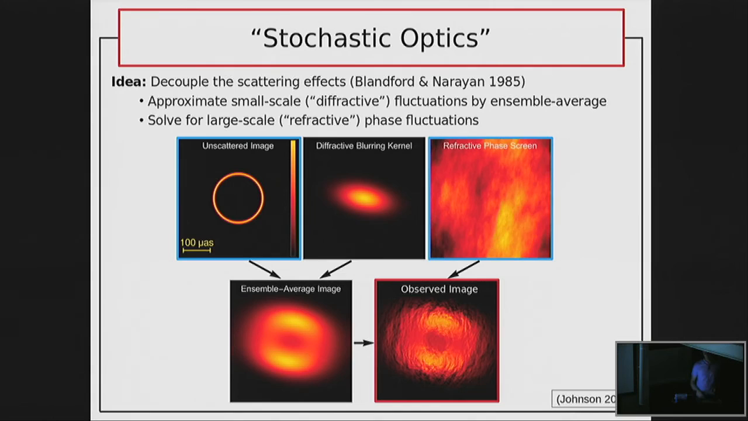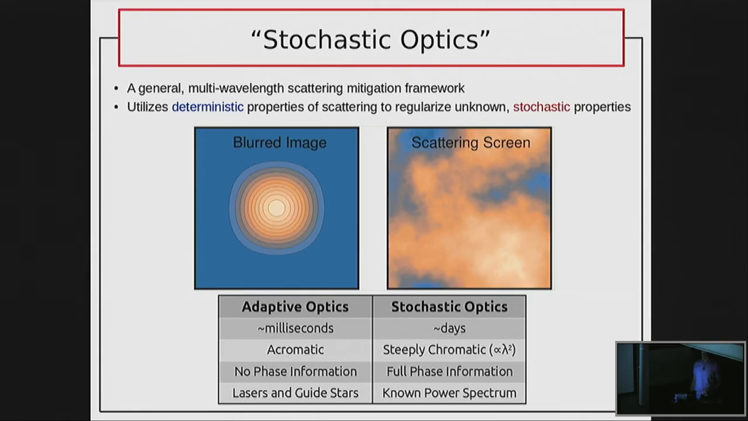And it turns out that then you can take the unscattered image plus the refractive perturbations, and all other aspects of the problem to estimate the scattered image are deterministic. So here's the basic picture for how it'll work. In normal VLBI, you have a bunch of visibility measurements and you reconstruct an image.